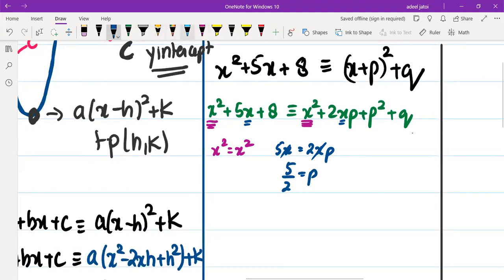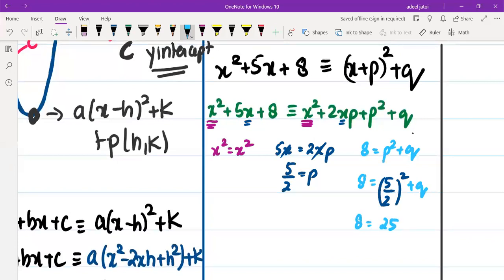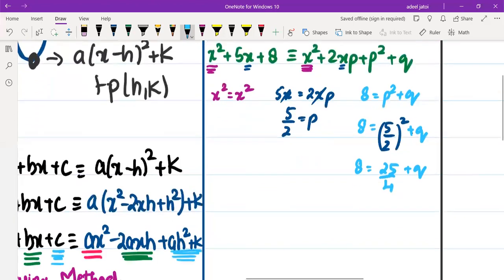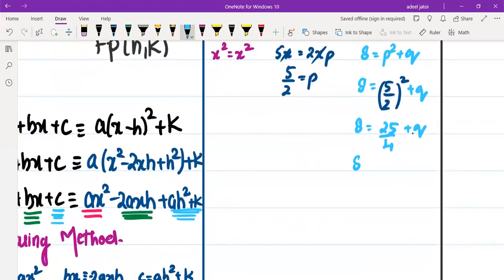Whereas we have 8 as the constant, this 8 should be compared to p square plus q. We know that the p value is 5 upon 2, whole square, whereas q is given. So 8 is equal to 25 upon 4 plus q. 25 upon 4 goes to the other side, q remains here. There should be 32 minus 25 when taking the LCM. 32 minus 25 will be 7 upon 4. So the q value is 7 upon 4.